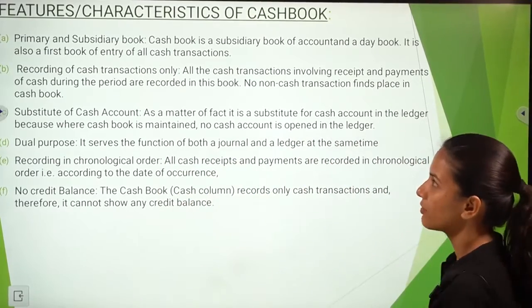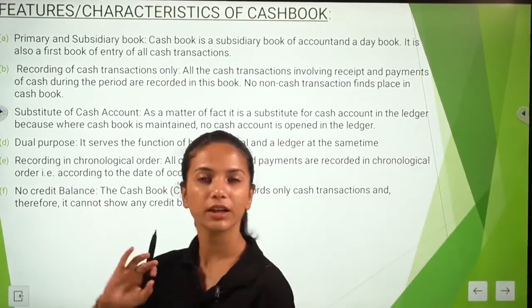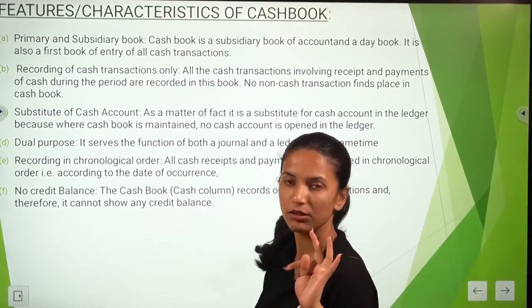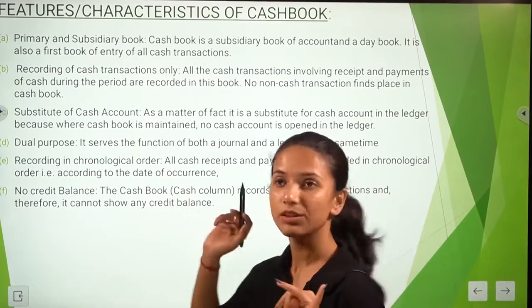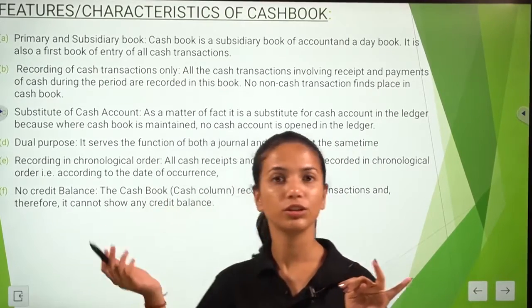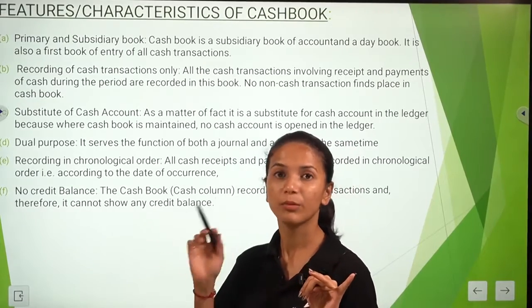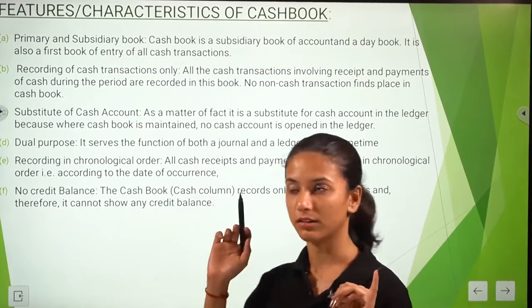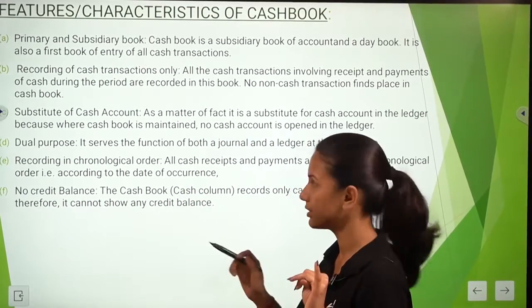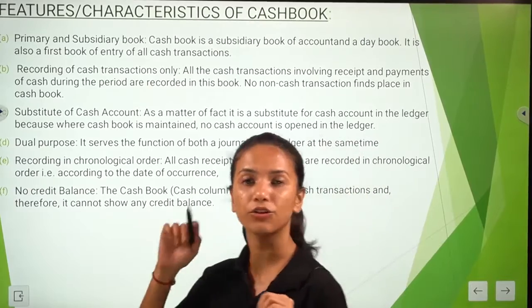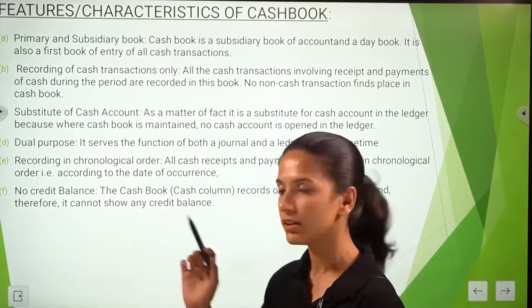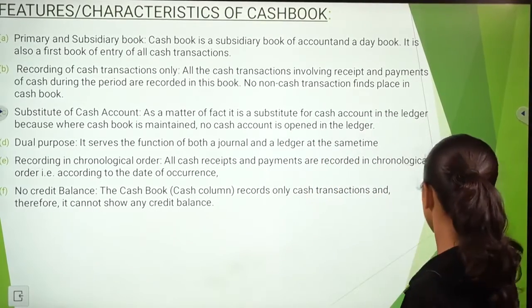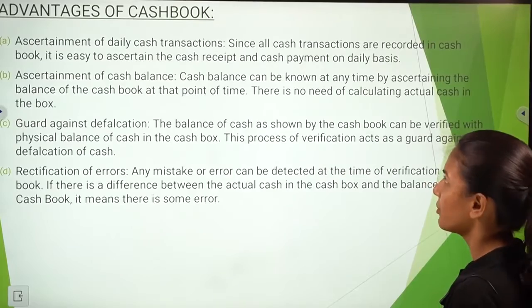So no credit balance. So what are the features? First is primary and subsidiary books, that means both journal and ledger. Recording of cash transactions only, no credit. Then substitute of the cash account, you don't need to prepare a cash account if you are preparing cash book. Then dual purpose, because it serves as both the ledger and journal. Next, it is recorded in chronological order. It is very easy to find the information. Next, we have no credit balance. It has no negative balance. These are the important features of cash book.